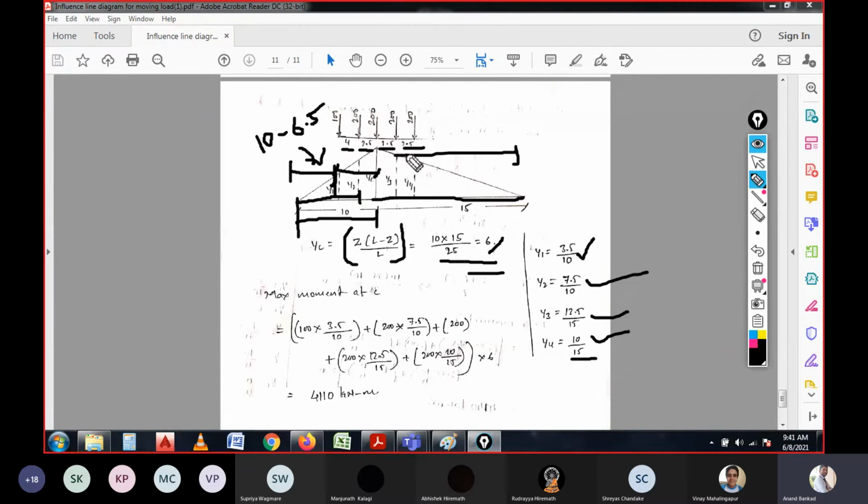Again the intensities will be multiplied with the coefficient values. With the overall load we need to multiply by yc, then we will be able to calculate 4110 kilonewton meters. So that means when the series of loads are moving from right to left, then the maximum bending moment we can expect on the section C is 4110 kilonewton meters.